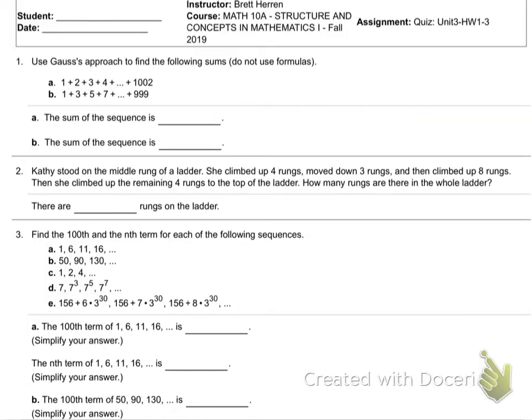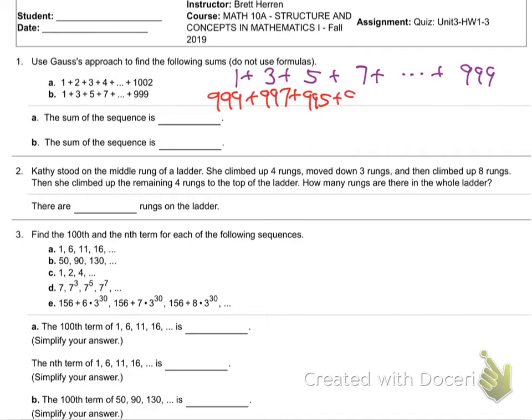So part B, we're going 1 plus 3 plus 5 plus 7, all the way to 999. We're just doing the odd numbers. So then reverse the list. 999, then 997, 995, 993, all the way to 1. So you just write the list forwards and backwards.